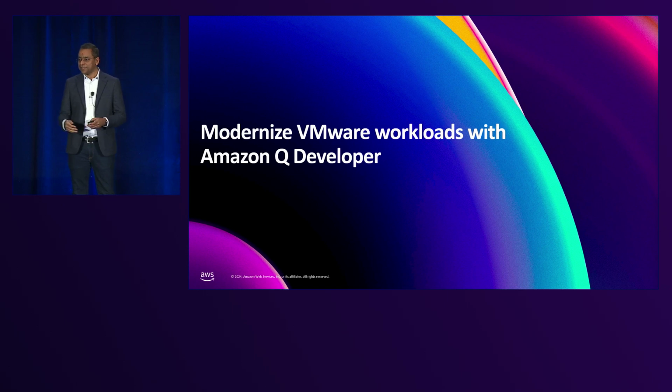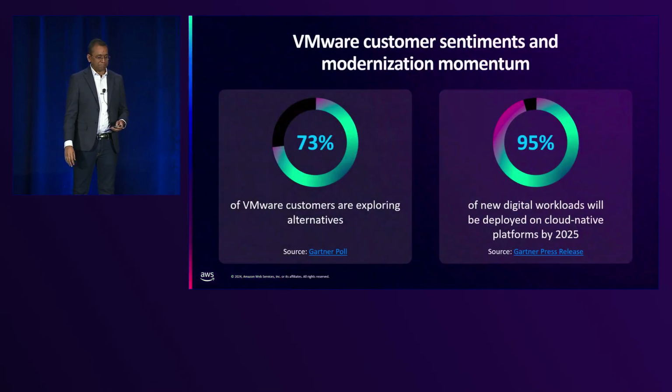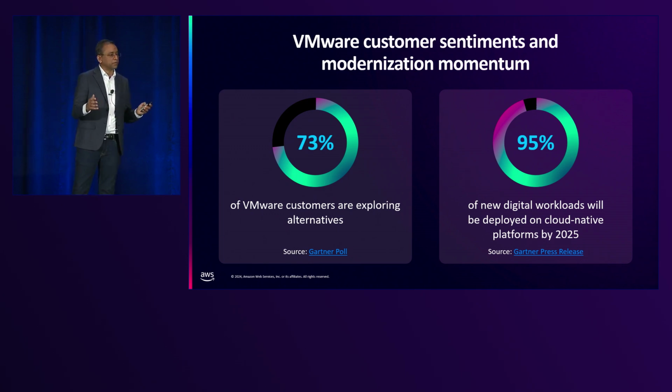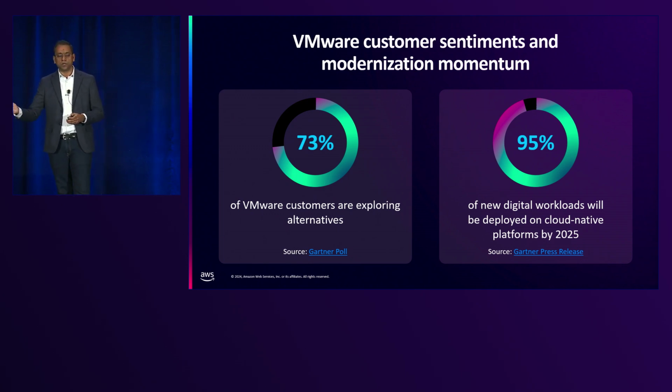So I think the content that we are going to share here will be useful for all of you. One thing is that you are not alone in this journey. We have seen that there are thousands of customers who have built their applications on VMware, but now they are looking for alternatives. Gartner did a poll, and they found that 73% of VMware customers are actually looking for alternatives where they can run those applications in a cloud native environment. And a significant number of customers are actually building newer workloads or applications in cloud native environments.